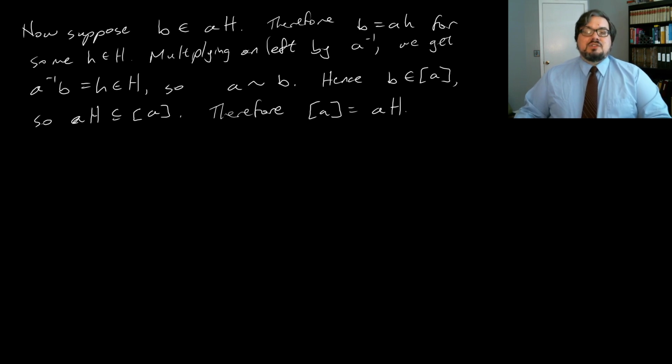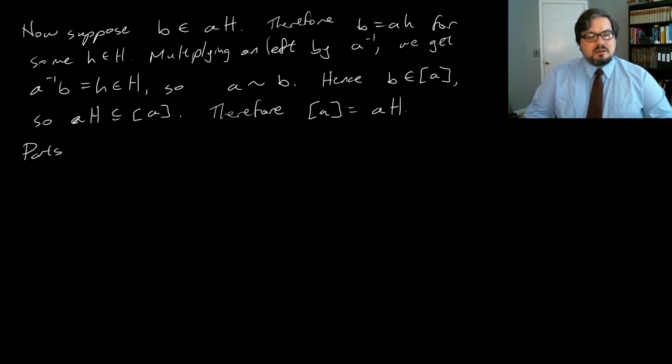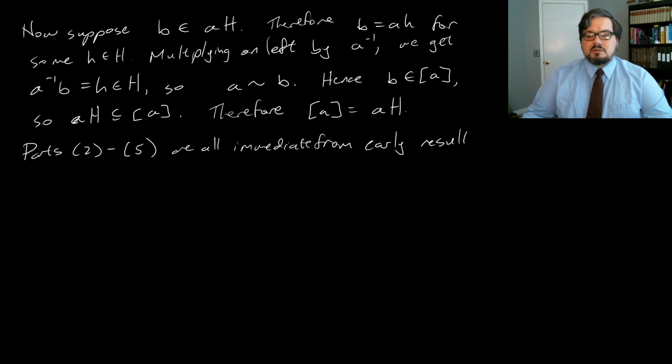Okay, so we have this equivalence relation. We've shown that the cosets are in fact the equivalence classes of this equivalence relation. Therefore, they form a partition and so forth and so on. So let's move on and see the other parts of the lemma. As I said, parts 2 through 5 are all immediate from early results on equivalence relations.